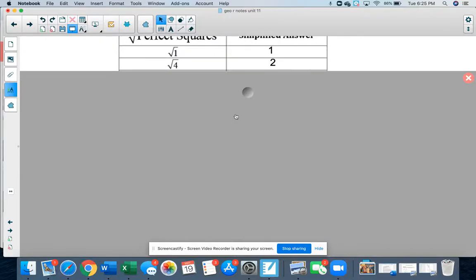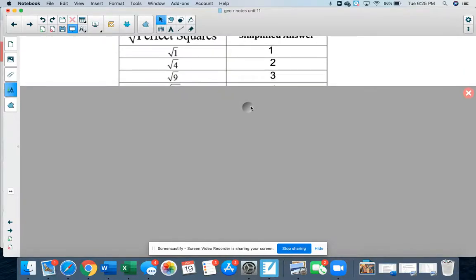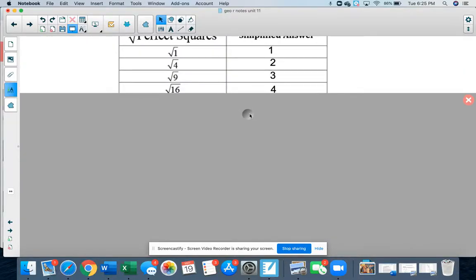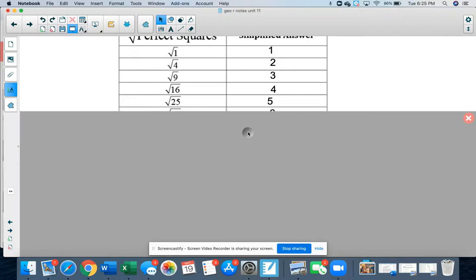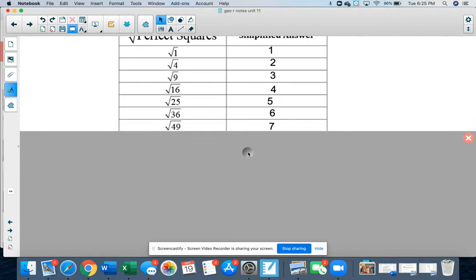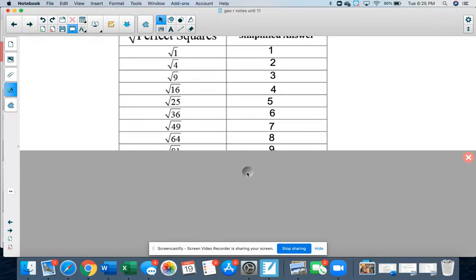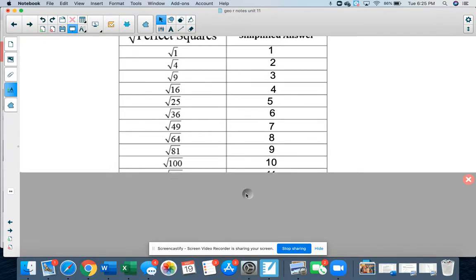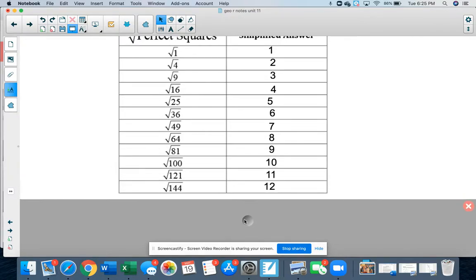Okay, and after you try it, we'll just peek at these answers right here. Square root of 9 is 3, because 3 times 3 is 9. Square root of 16 is 4. Square root of 25 is 5. Square root of 36 is 6. Square root of 49 is 7.